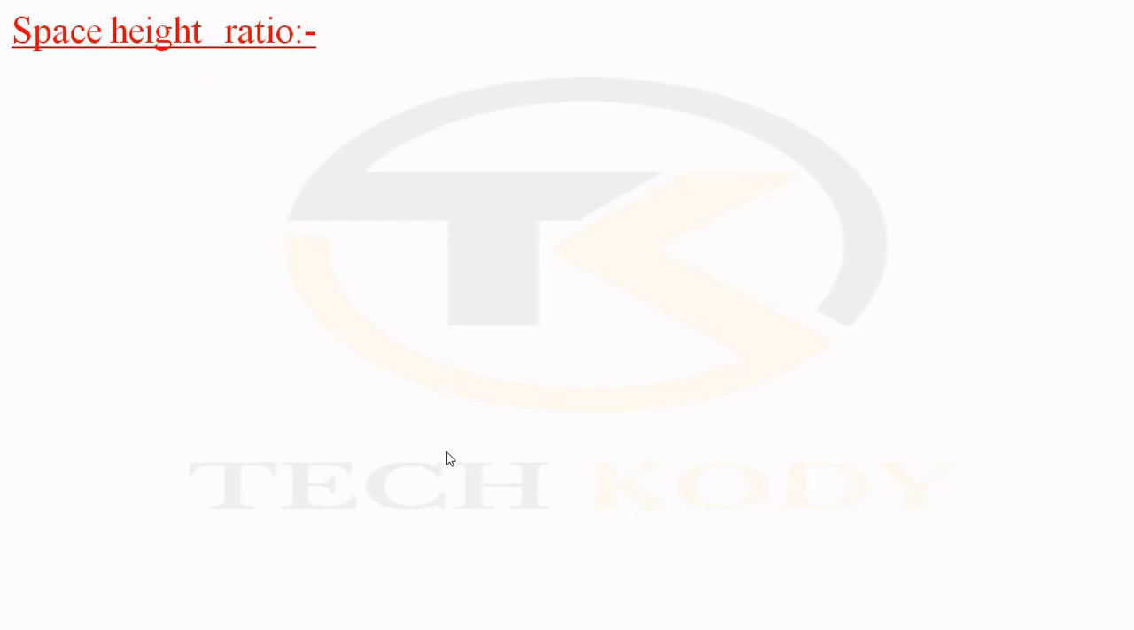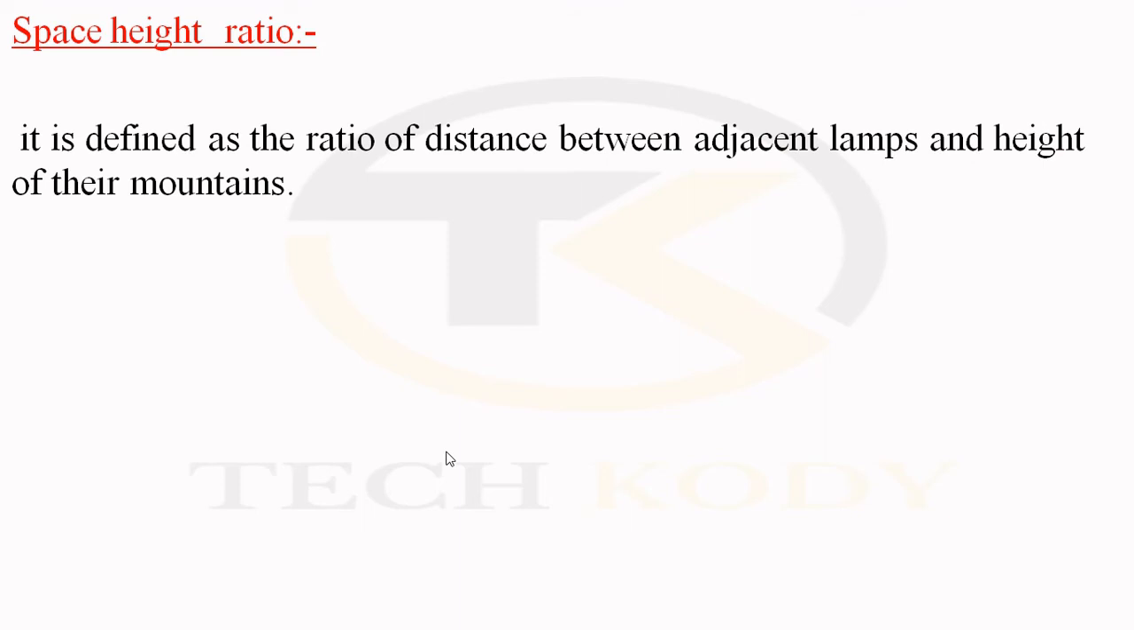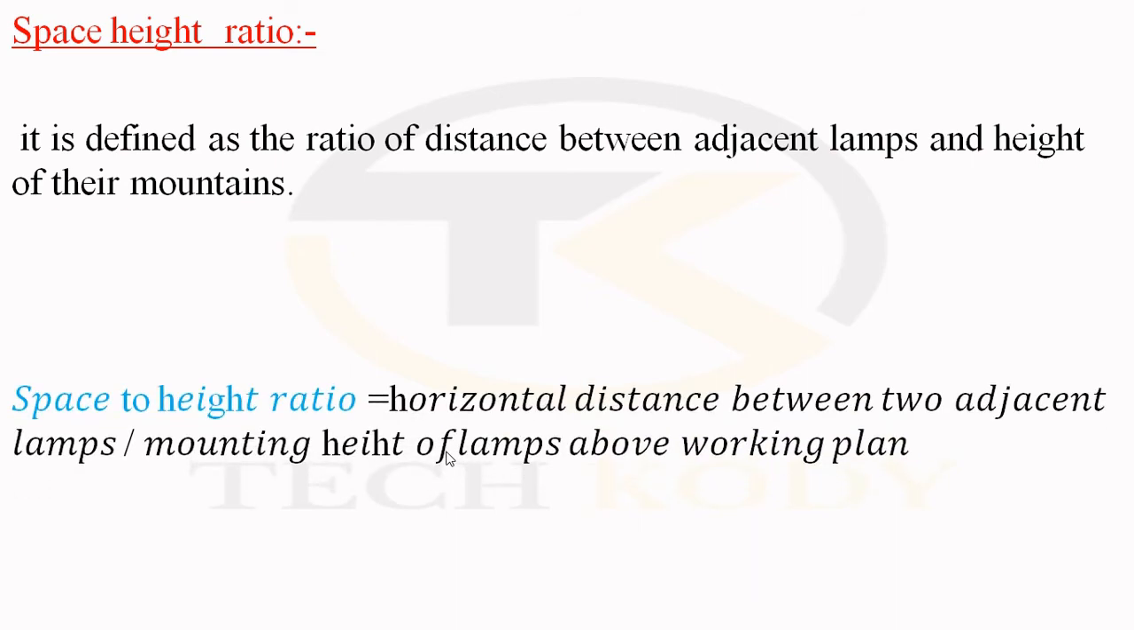Next is space height ratio. The space height ratio is the ratio between the horizontal distance of the bulb and the height of the bulb.